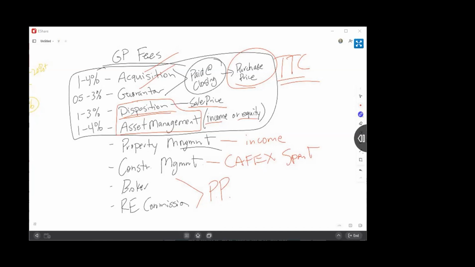Can the syndicator charge an acquisition fee without having money on the deal? Yes, you can. It is possible to do that. I see that happen all the time, but I personally recommend investors not to invest with a syndicator unless they actually put money into the deal. I want to make sure that there's some skin in the game for the actual syndicator themselves. So could you do it? Yes, and it does happen, but I personally will not invest with it if you're not actually invested into the deal itself.